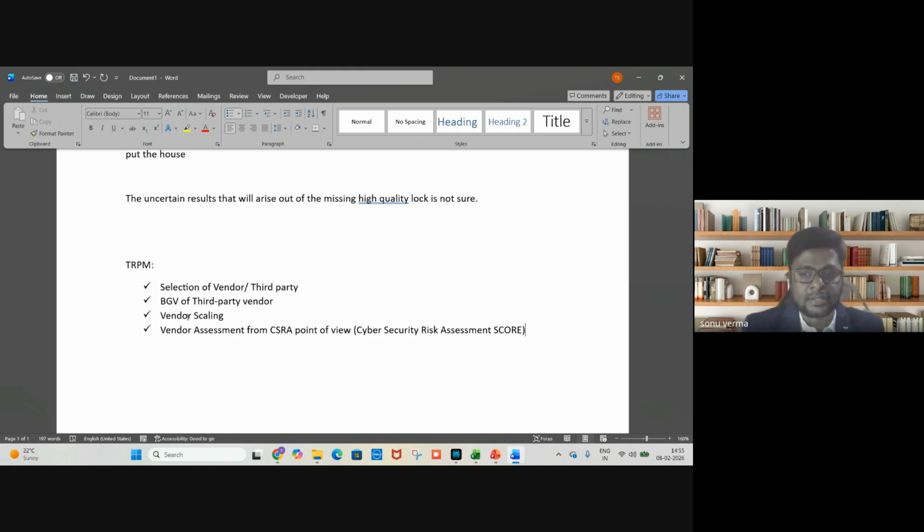Once the vendor passes the CSRA score, we sign the contract along with contractual obligations, that is, the right to audit. After signing the contract, we onboard the vendor.